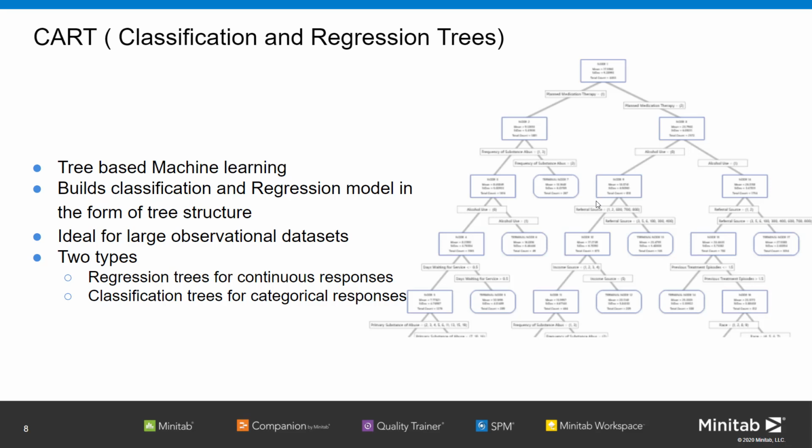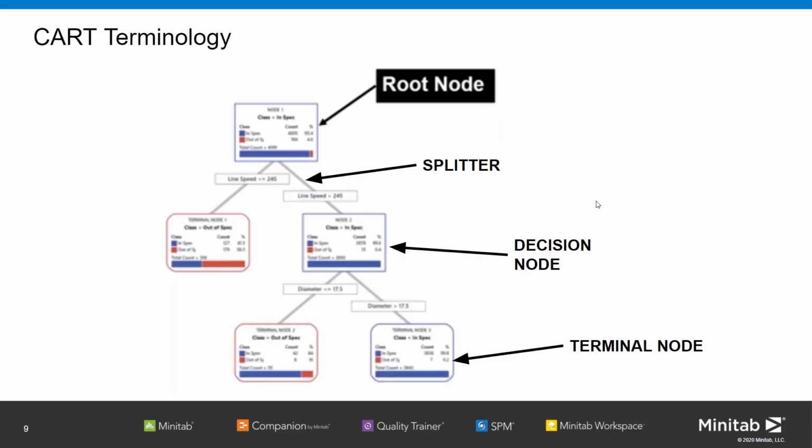This method is very useful if you have very large data sets, where multiple regression and other forms of regression are difficult to run, or where there is a presence of non-linear relationships. There are two types of classic CART trees: regression trees for continuous responses, and classification trees for categorical responses. Today we will be focusing on regression trees for continuous responses.